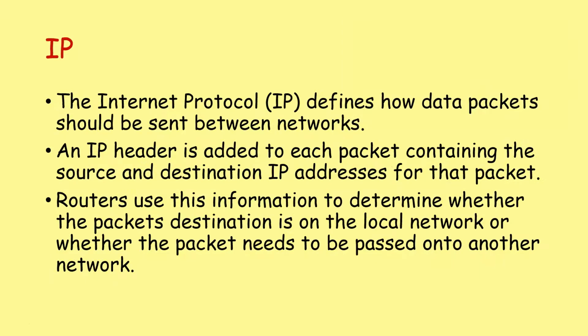The Internet Protocol defines how data packets should be sent between networks. An Internet Protocol header is added to each data packet containing the source and destination address for that packet, and routers use this information to determine whether the packet's destination is its own local network or whether the packet needs to be passed on to another network on its journey to its final destination.